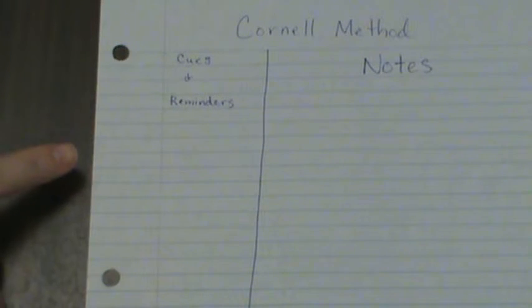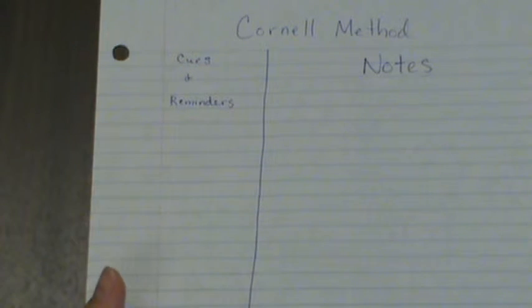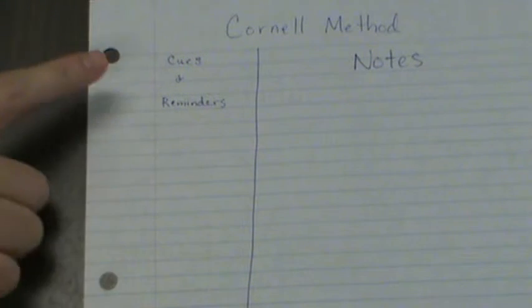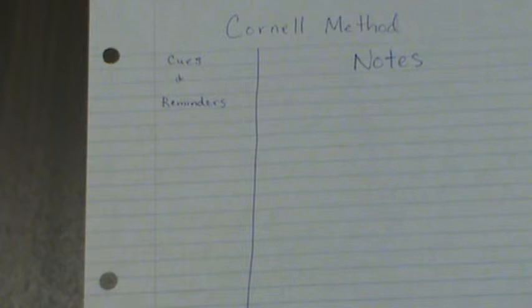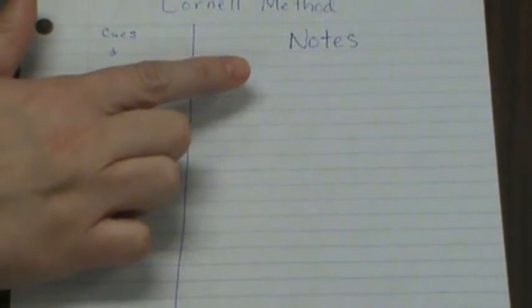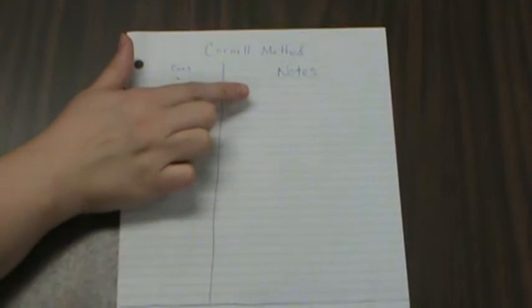You divide it into 3 sections: a wider vertical section, a skinnier vertical section, and a wide horizontal section at the very bottom. In the main section, you're going to write your notes just as you would for any other class or any other method of note-taking.